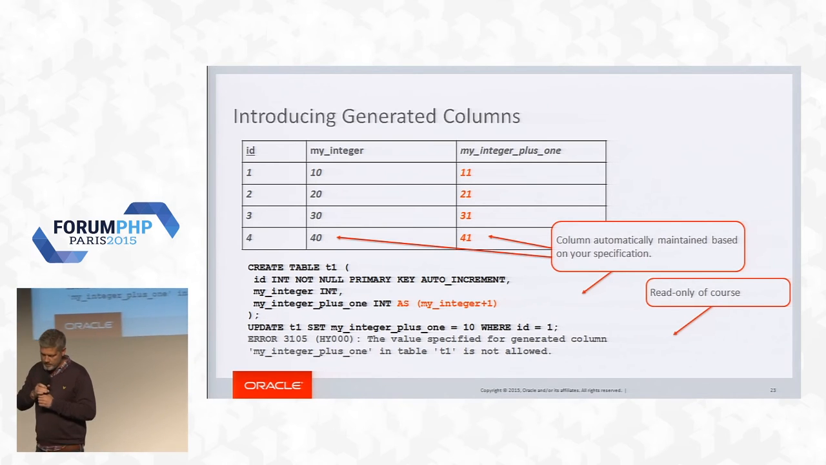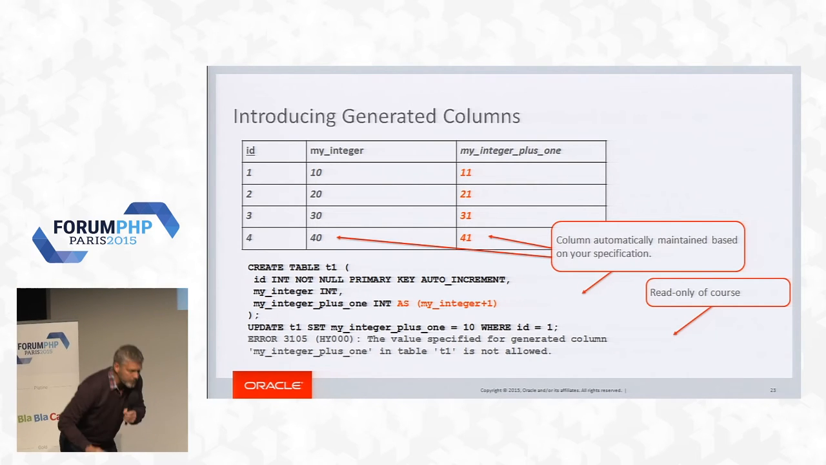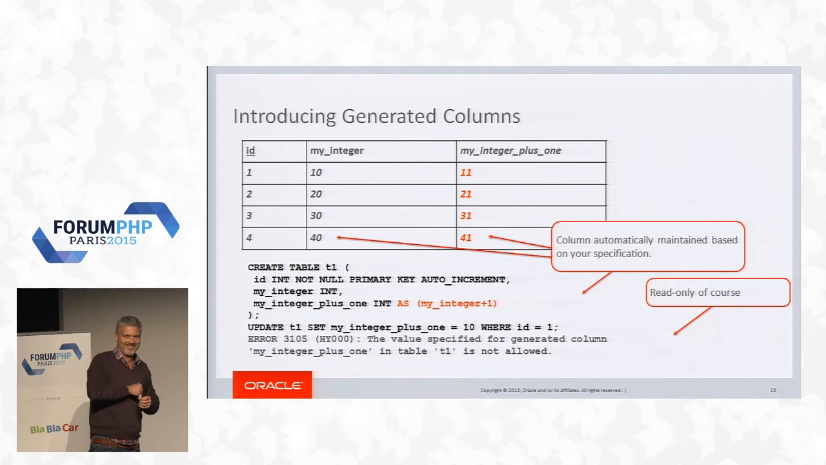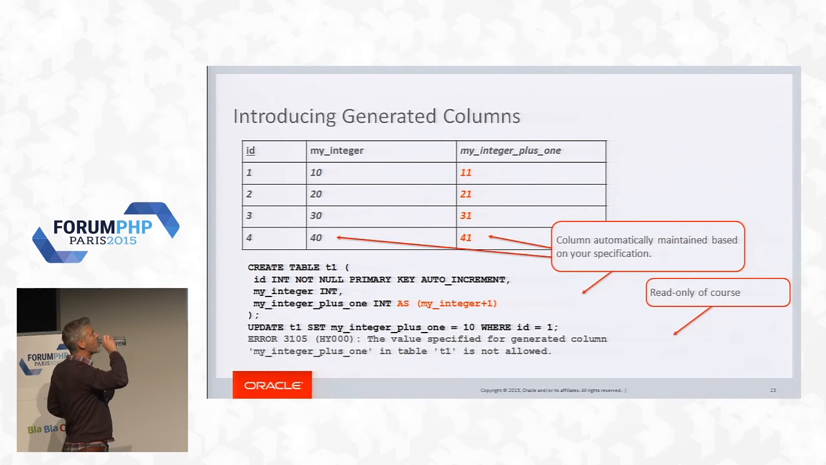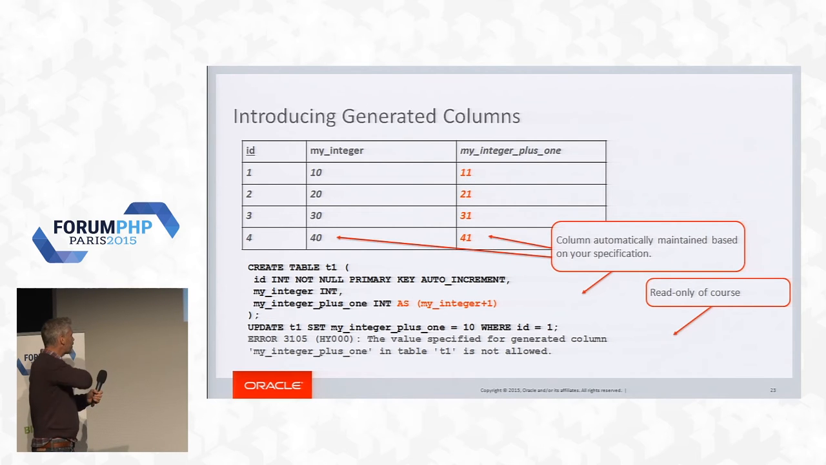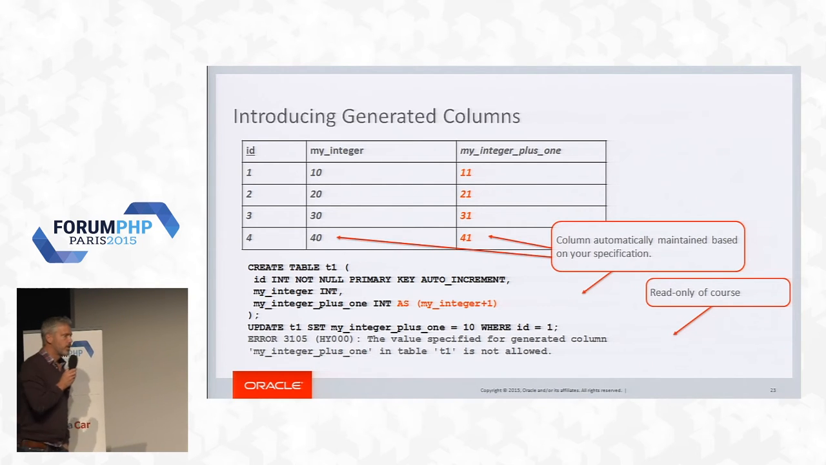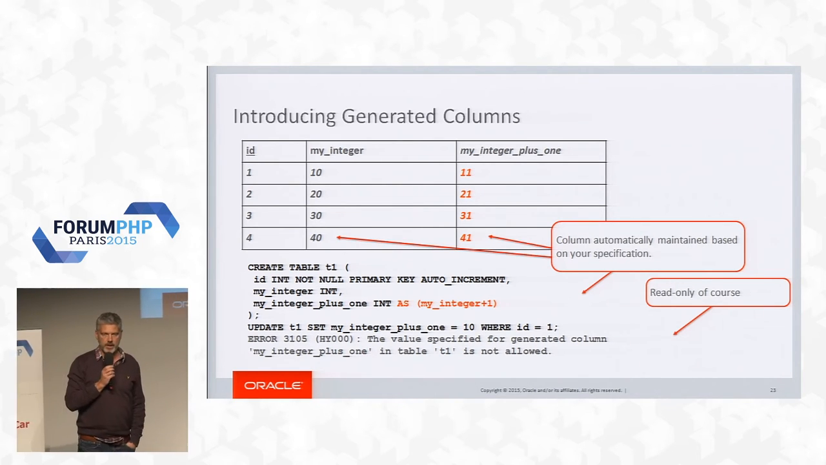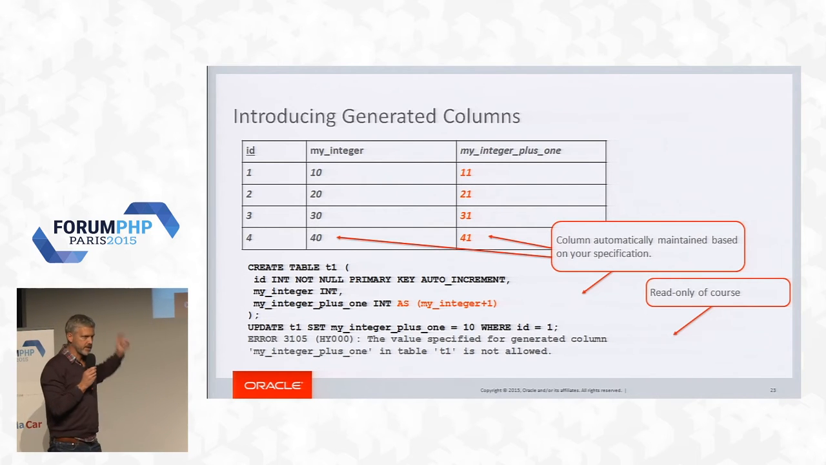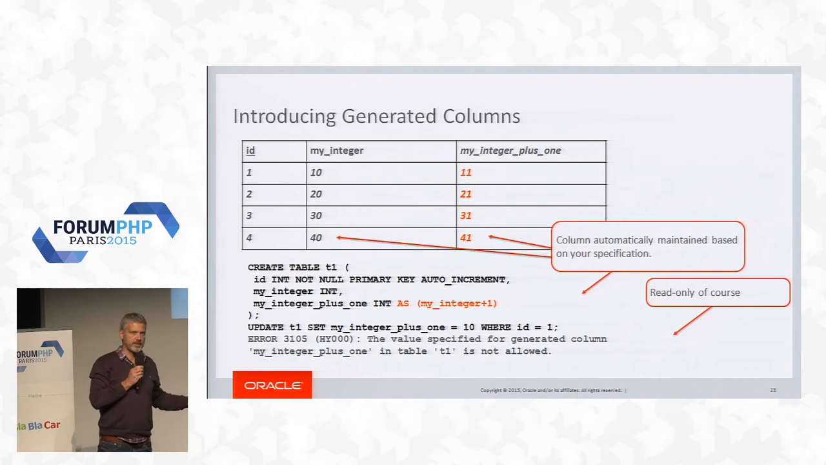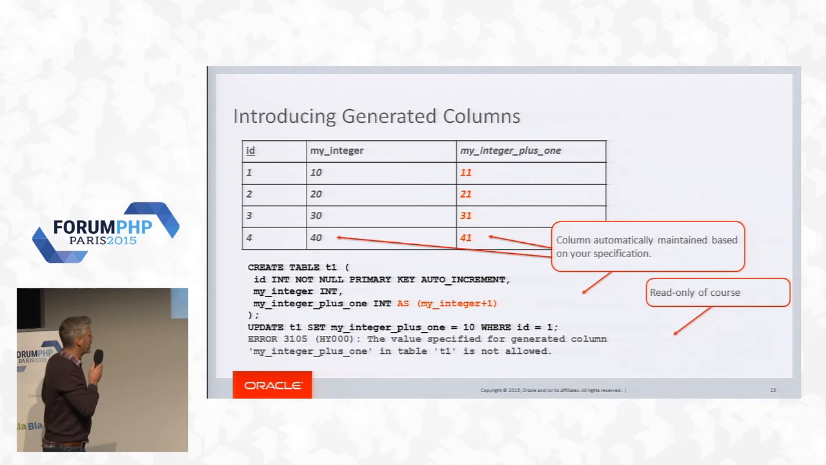So the third thing is generated columns. First of all, I want to stress this is a generic feature, which can be used in many different scenarios. So it's a nice feature by itself, but it's particularly nice in the context of JSON, and that's why we developed it in the first place, or put a priority on it in the first place.